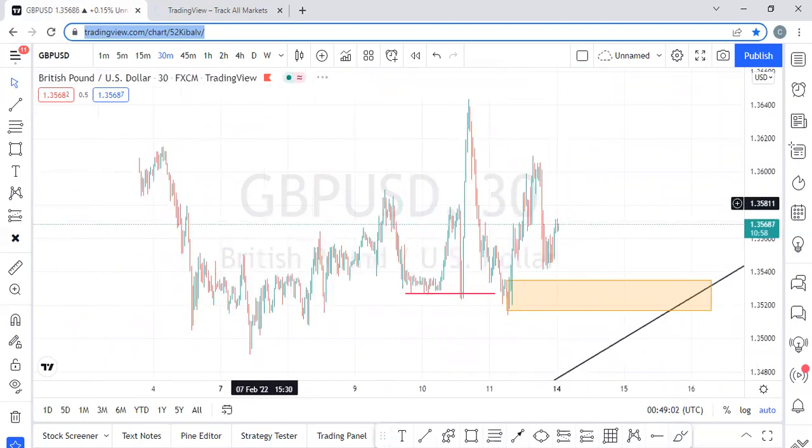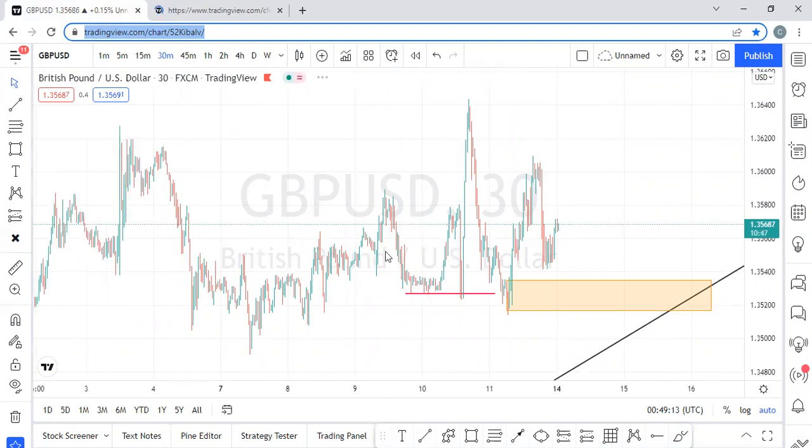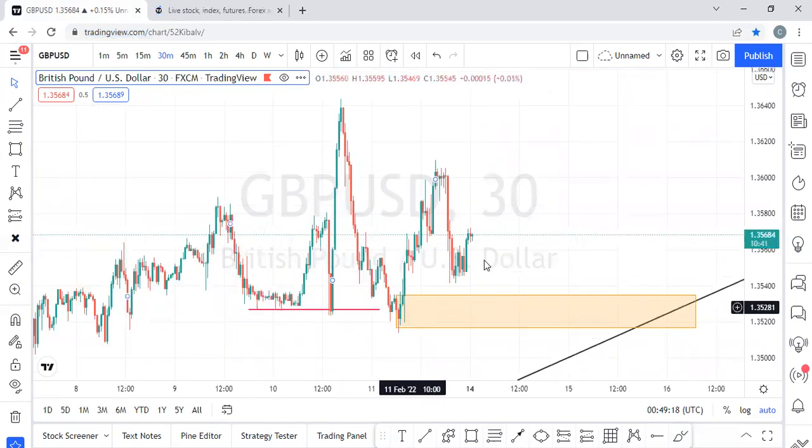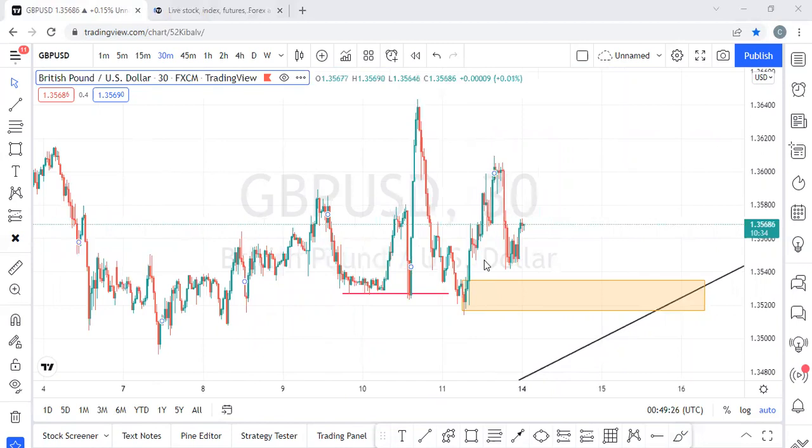So let's see. The chart is loading up. Let's go down and see what's happening. I'm very interested to see what happens when the market comes in. Give me a moment, I have to check something. Let's see what happens when the market gets here.